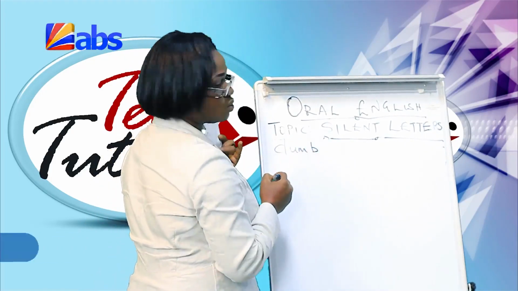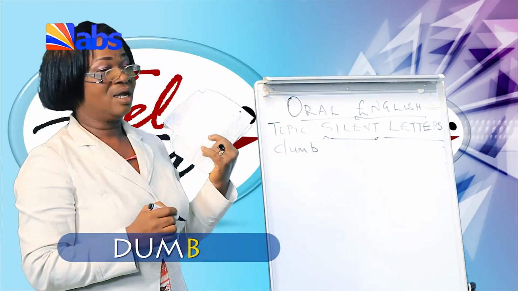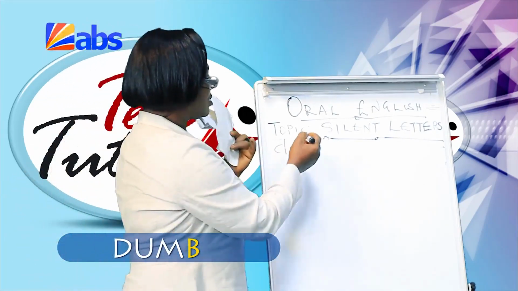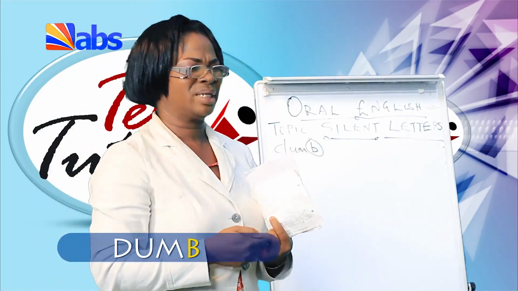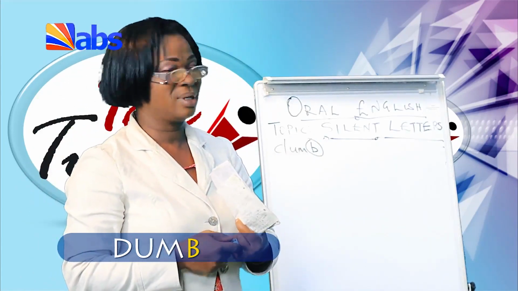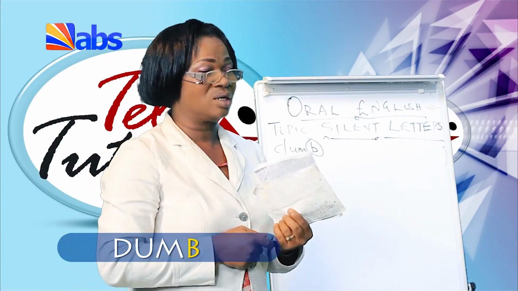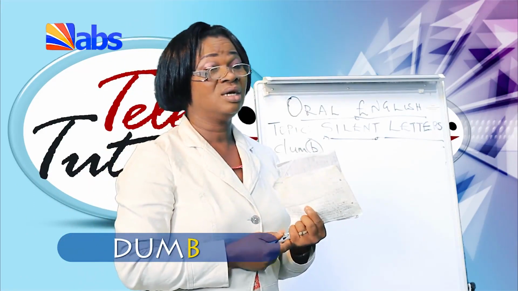D-U-M-B. We start with dumb. In the word dumb, the B is silent. It is wrong to say someone is dumb with the B sounded. Deaf and dumb. No, it is deaf and what? Dumb.